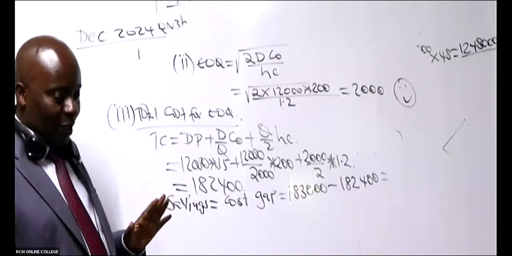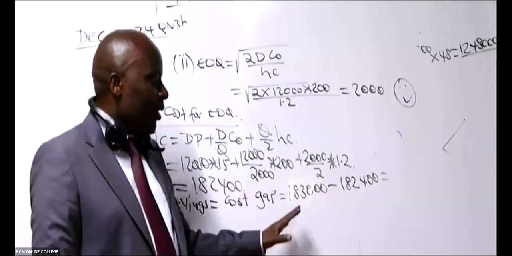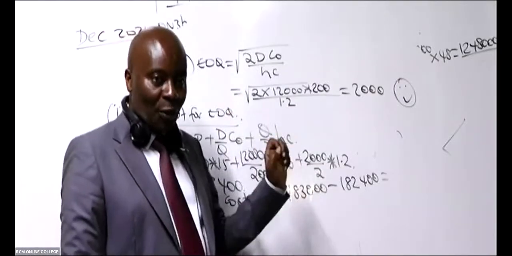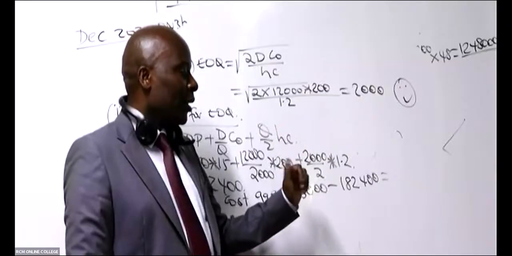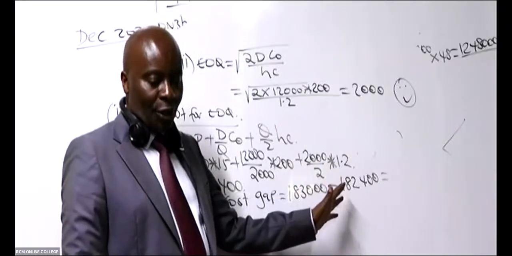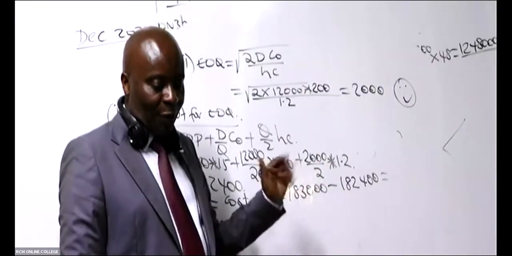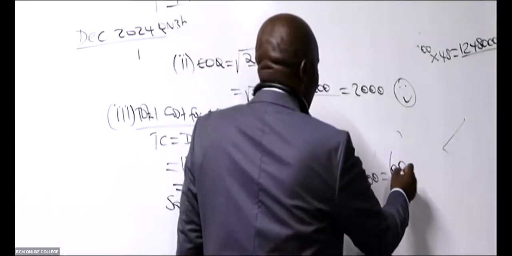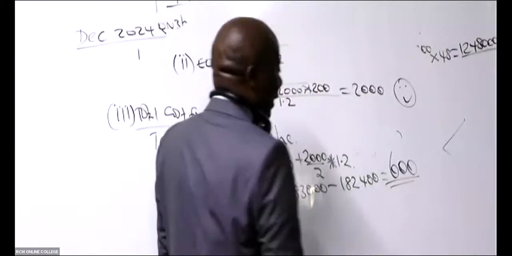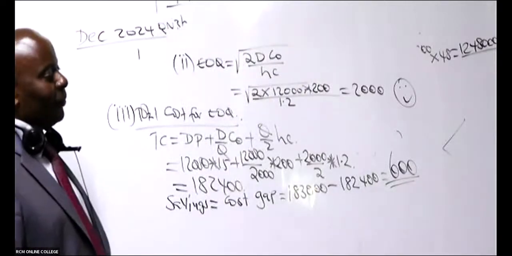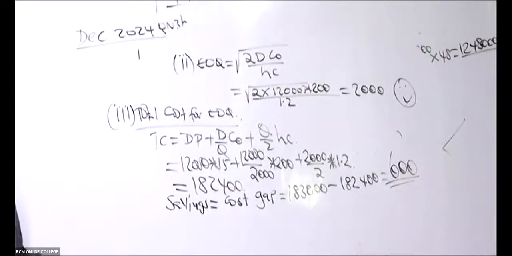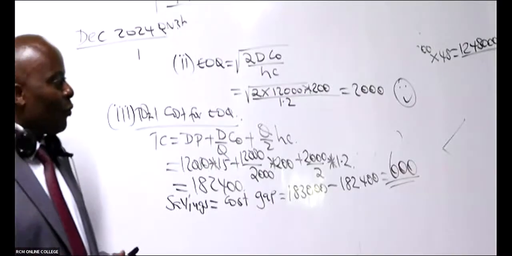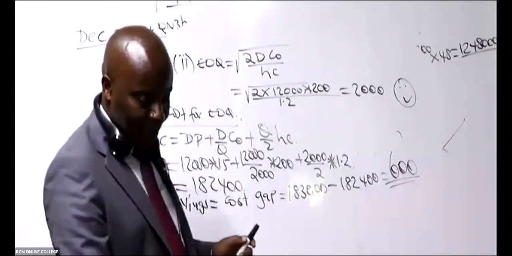It's like you guys are lost. Remember the old model, the total cost was 183,000. The new model, the total cost is 182,400, isn't it? So the difference gives us what here? 600. Thank you very much. That is the cost saved, 600. So have you been able, ladies and gentlemen, to follow the solution?